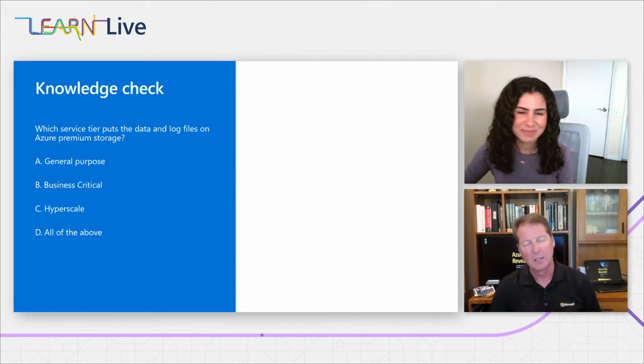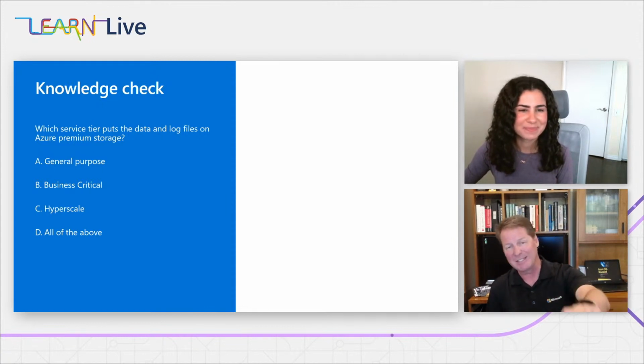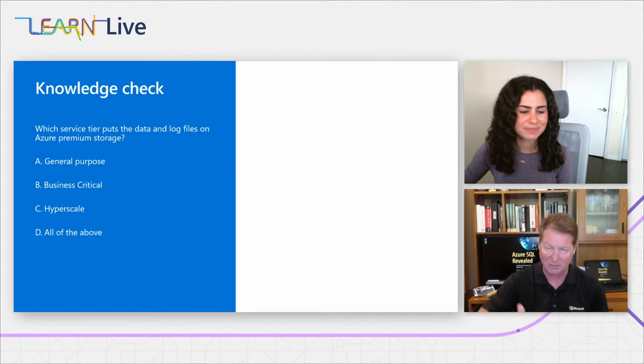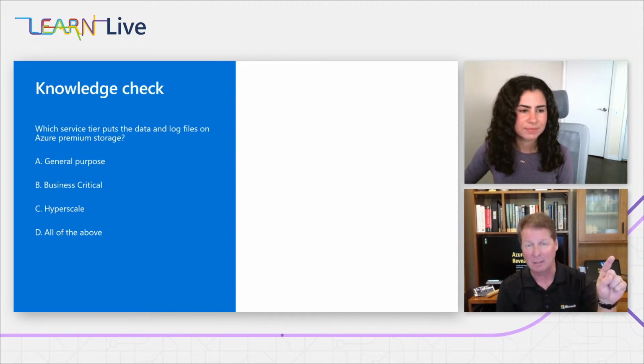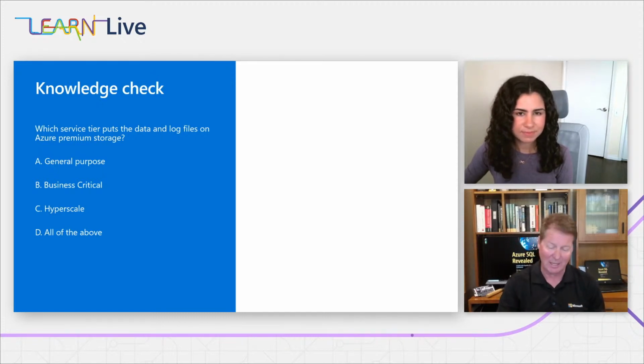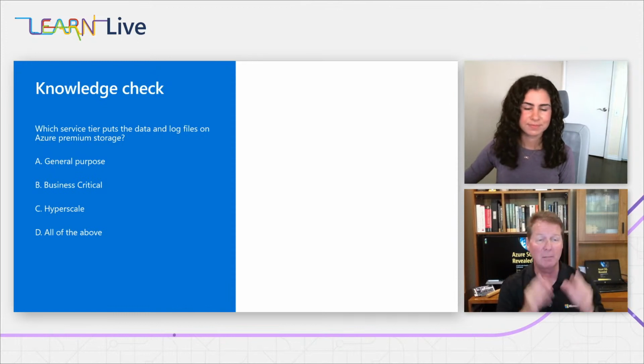Okay, anyways, which service tier puts data and log files, we're talking about database and log files, on Azure Premium Storage? Let's just put out there that you said Azure Storage. This eliminates B, because in Business Critical, the data and log files go on a locally attached SSD drive. This also eliminates D, because if B is not an answer, you can't have all of the above. So it's going to be A and C.